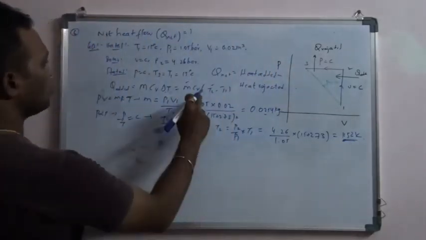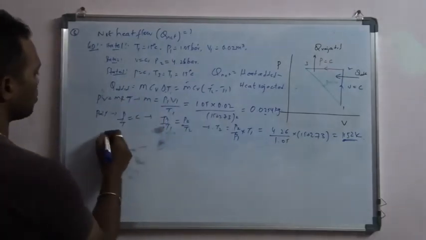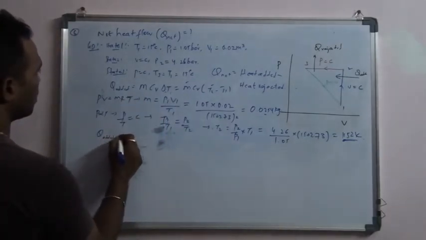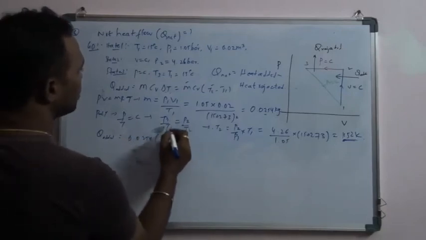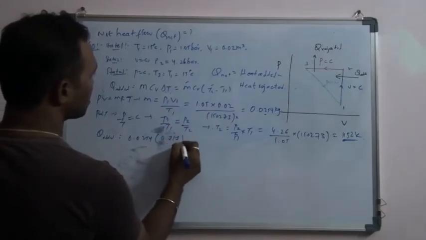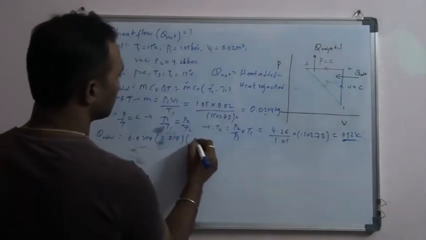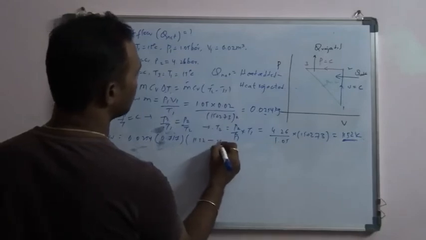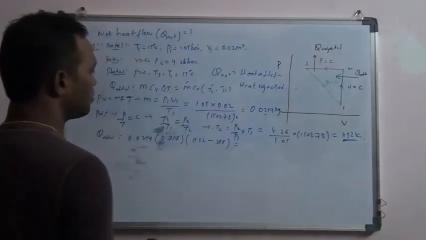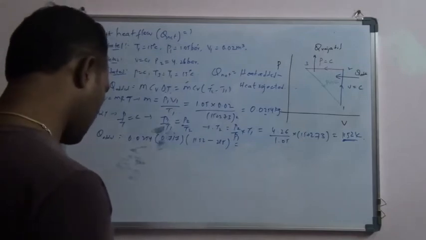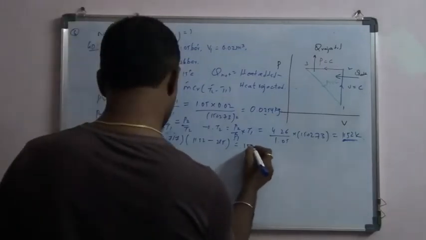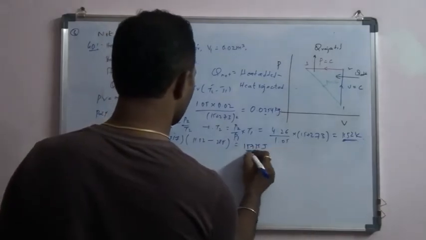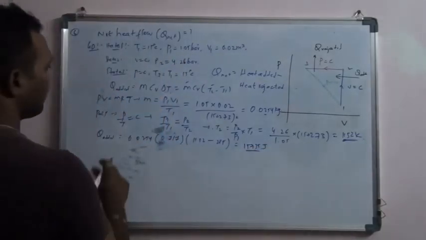Now T2 is known and m is known, so directly substitute and you get Q added. Q added is equal to m, 0.0254, into Cv, which I told you is 0.717, into T2, that is 1152, minus T1, 288. That gives you the value. I got Q added as 15735 joules. The Q added is known.